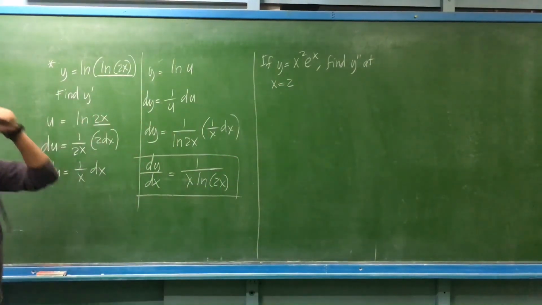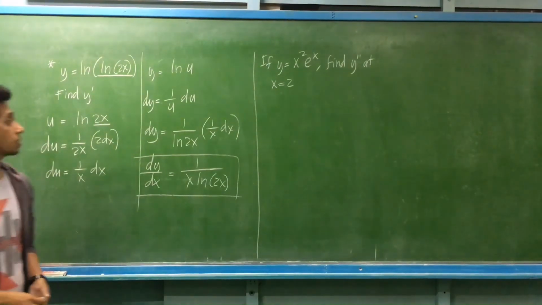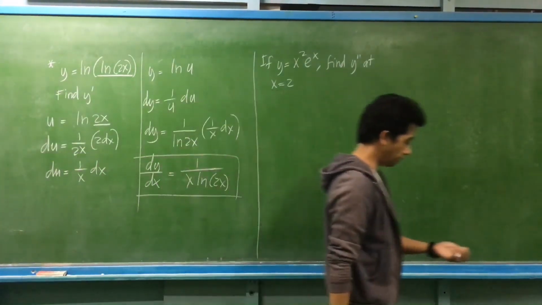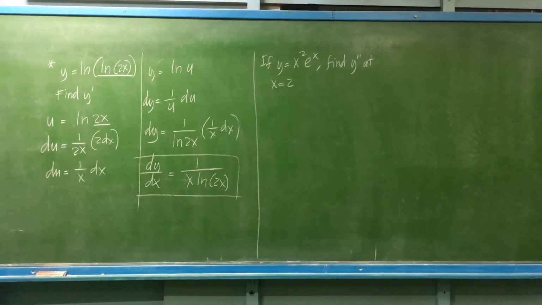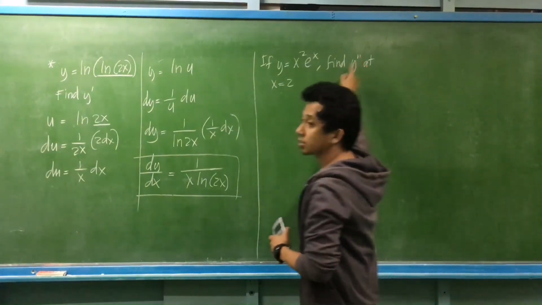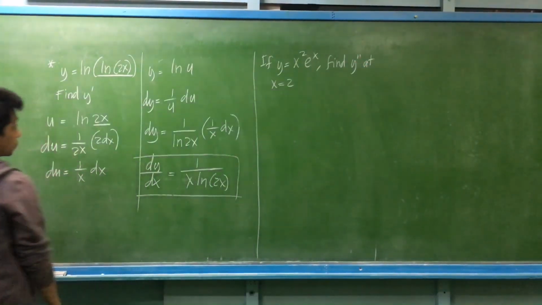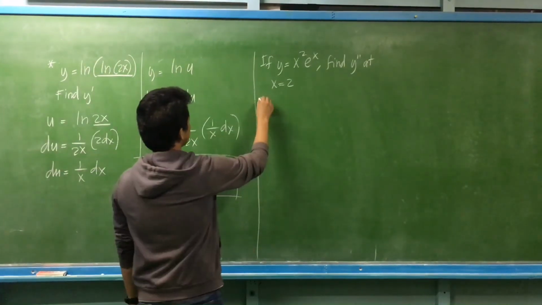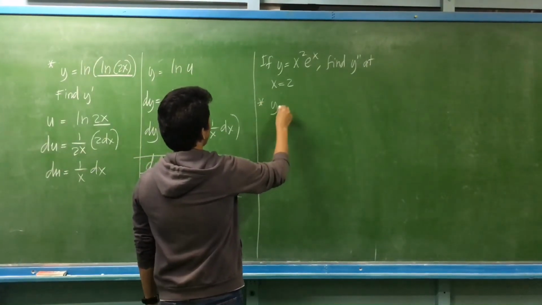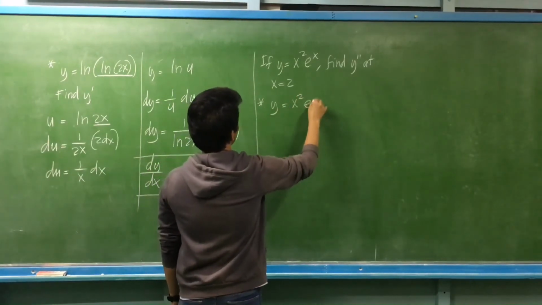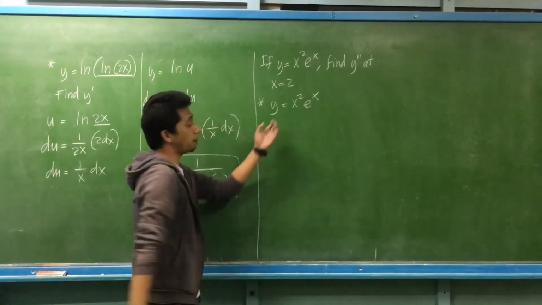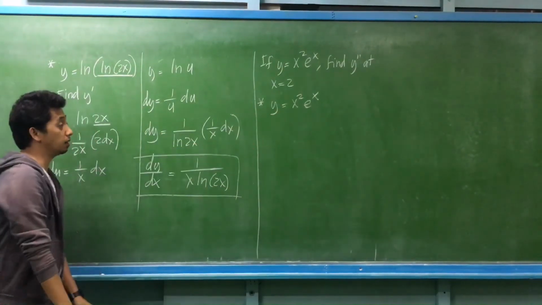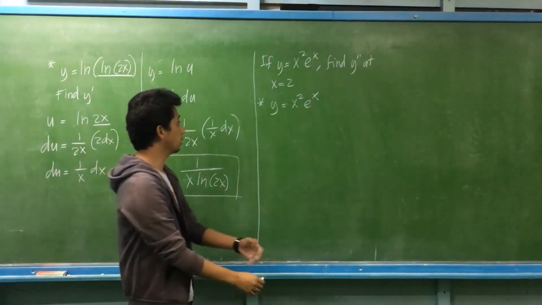So we have y is equal to x squared e raised to x. Find y double prime, which means the second derivative, at x is equal to 2. So we have y is equal to x squared e raised to x. We are to apply the derivative of a product. Can you recall that?